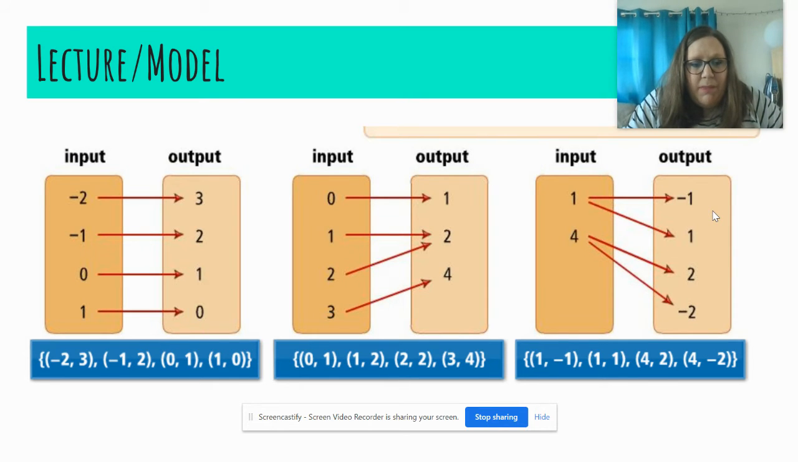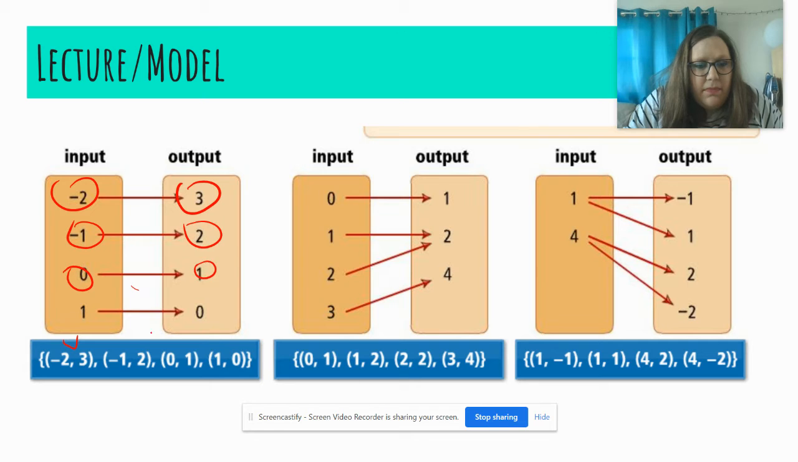All right, so I have some more mapping diagrams here. As you can see with this diagram, my first ordered pair is -2, 3. Sorry, just 3, not -3. So that's that ordered pair. I have -1, 2. I have 0, 1. And I have 1, 0. So those are all of my ordered pairs for that relation. And then over here, I have 0, 1. I have 1, 2. I have 2, 2. And then I have 3, 4.